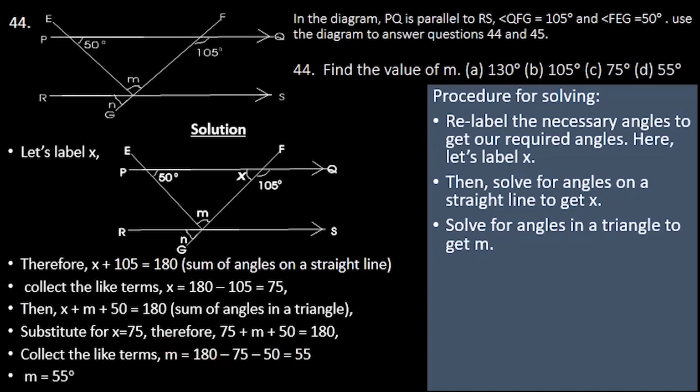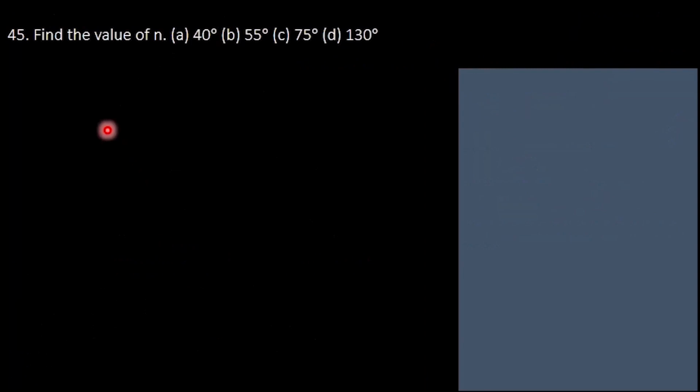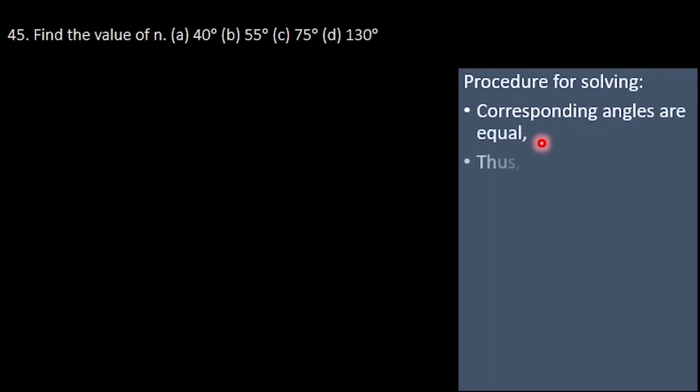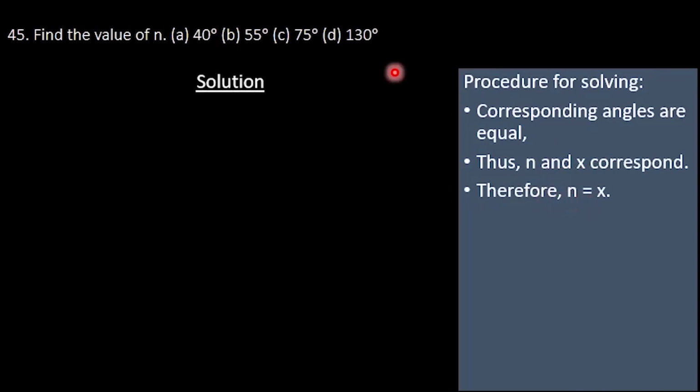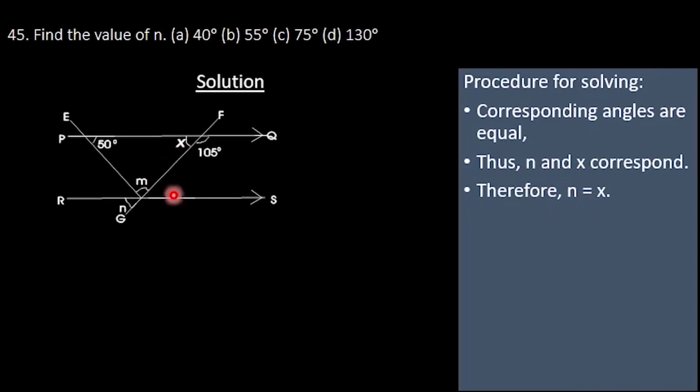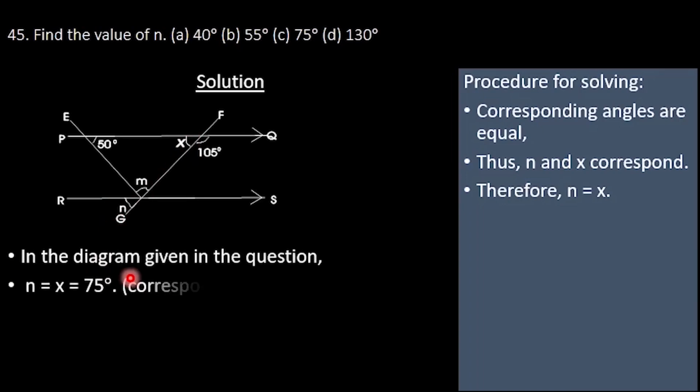Question 45. Find the value of n. The procedure for solving this: corresponding angles are equal. N and s correspond. Therefore, n is equals to x. The solution now: this is a diagram. This x corresponds to this n, and corresponding angles are equal. X corresponds to n, and in the diagram given in the question, n is equals to s and x is equals to 75 degree.